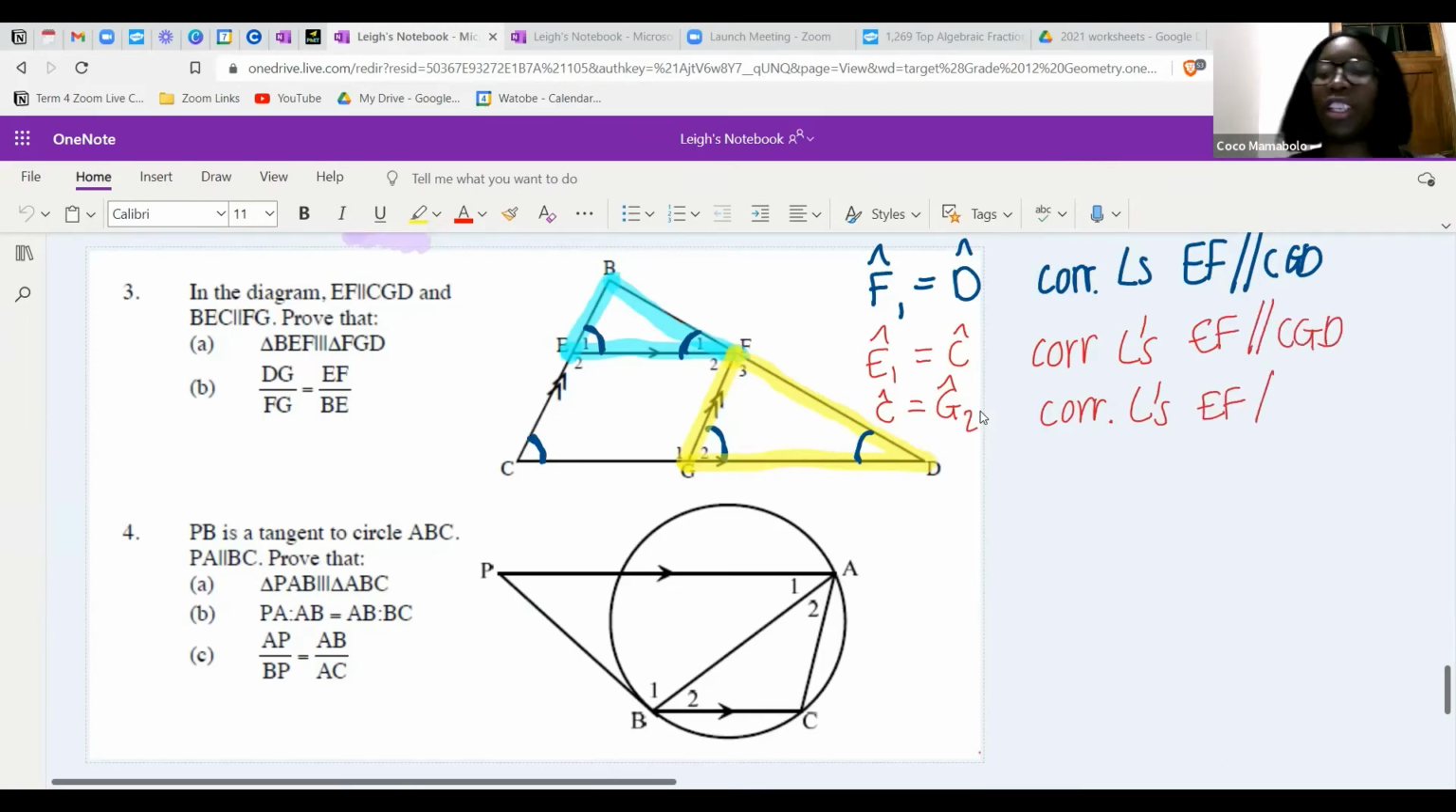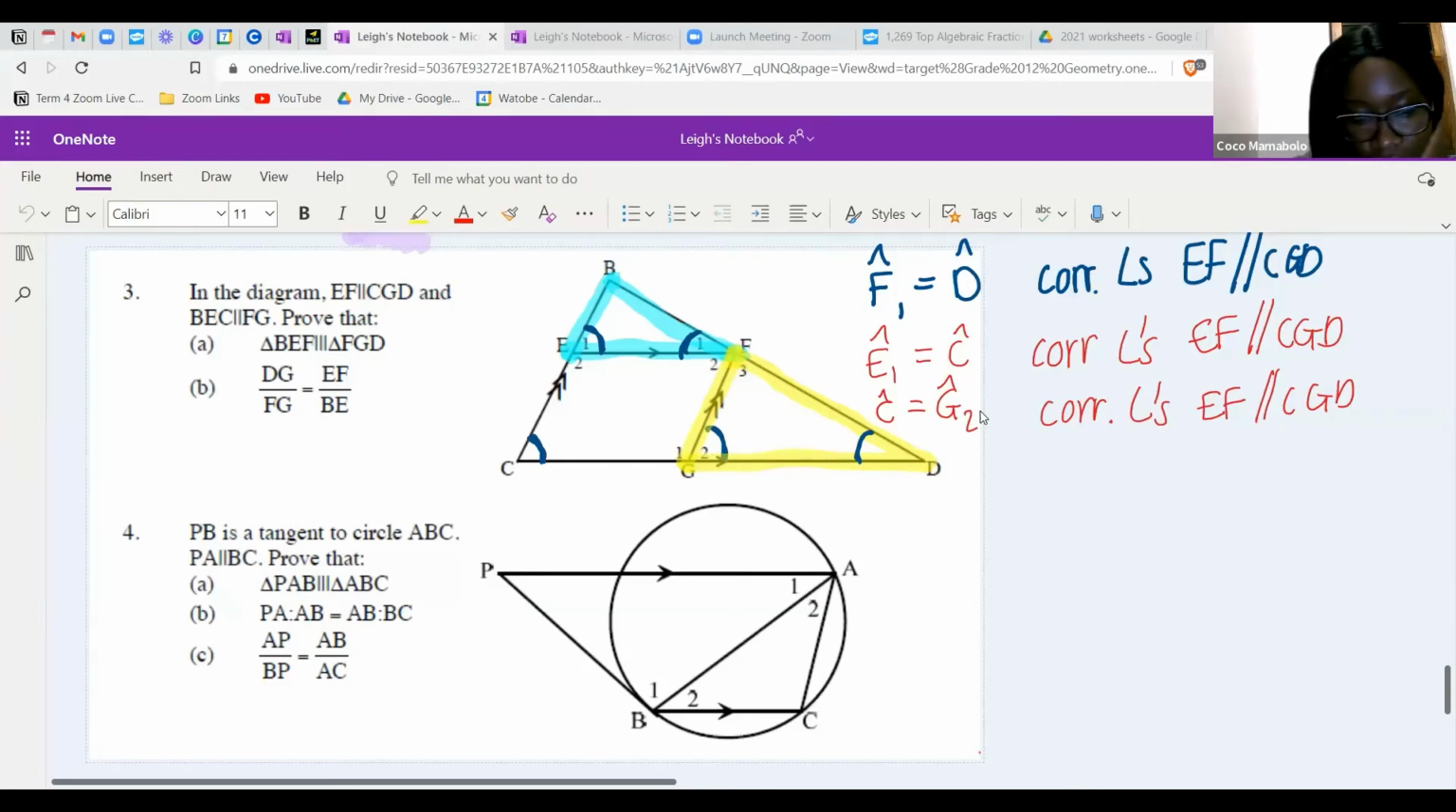Right, ma'am, I'm with you. Let's go. Excellent. Yes, ma'am, is it if EF is parallel to CD? Okay, so the reason that E1 is equal to C is because EF is parallel to CD, so that's correct.